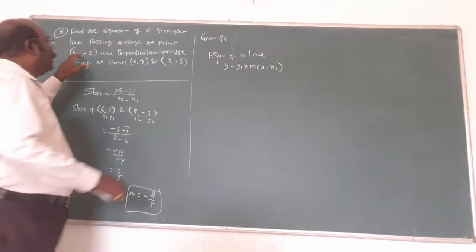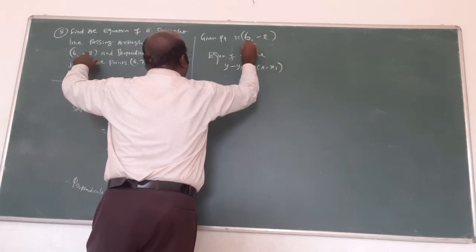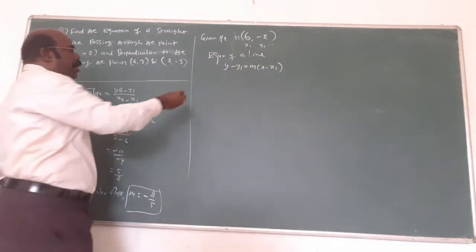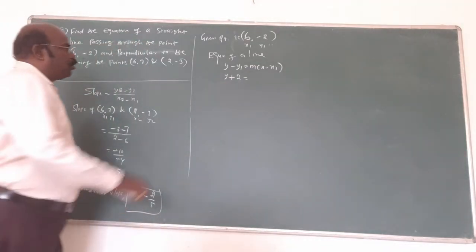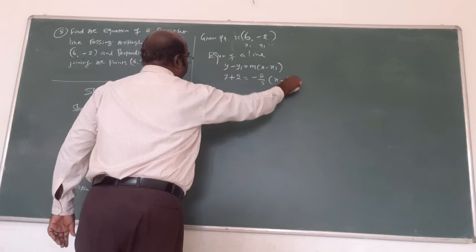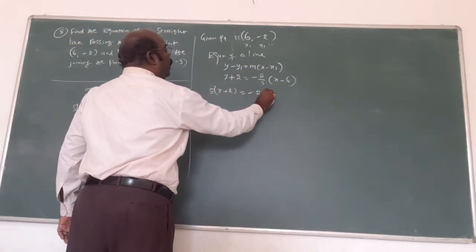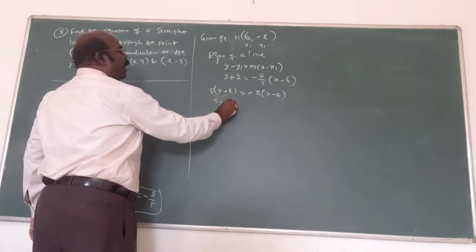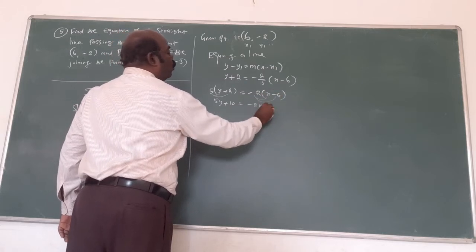Then another point is given. 6 comma minus 2. Given point is 6 comma minus 2. This is called x1, y1. Can you say that one slope, one point? Same formula. y minus y1, y plus 2, equals minus 2 by 5, x minus x1, x minus 6. Now cross multiply: 5 into y plus 2 equals minus 2 into x minus 6. Multiply: 5y plus 10 equals minus 2x, minus and minus plus, 2 into 6 is 12.